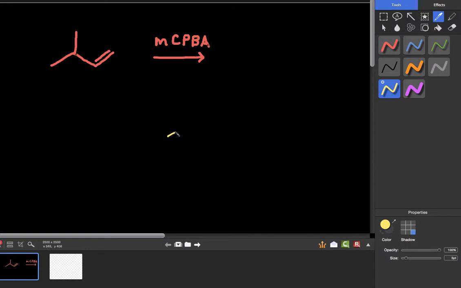structure of this. And really the only important part of this is the fact that it's a per acid. In chemistry, per means one more oxygen atom than normal. And so a carboxylic acid is usually COOH, but a per acid is C double bond O, O, O, H.